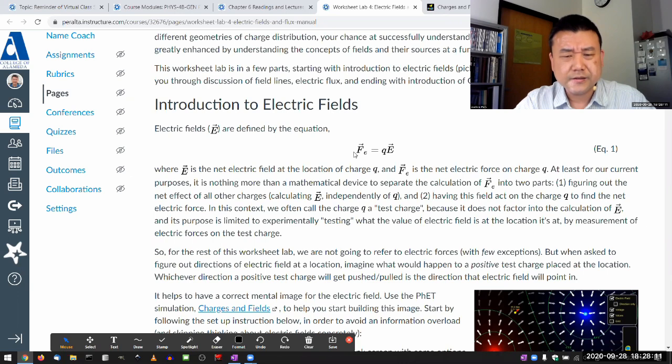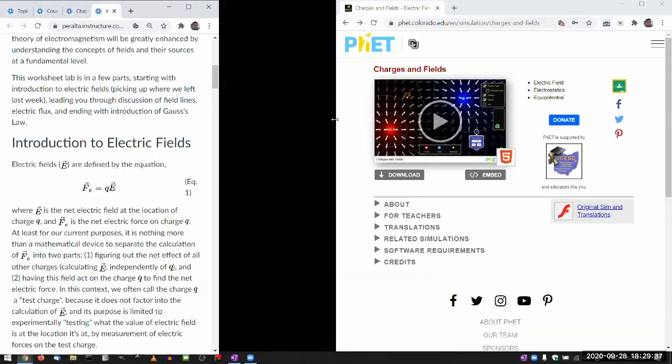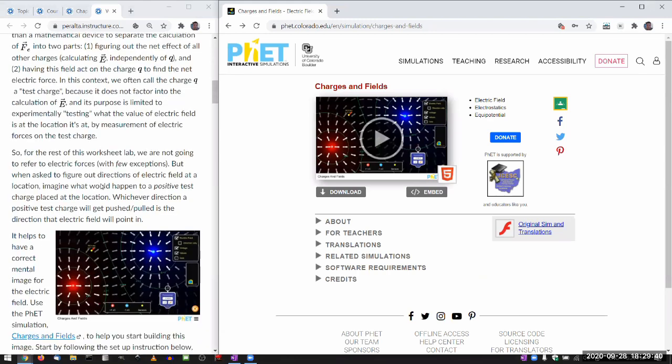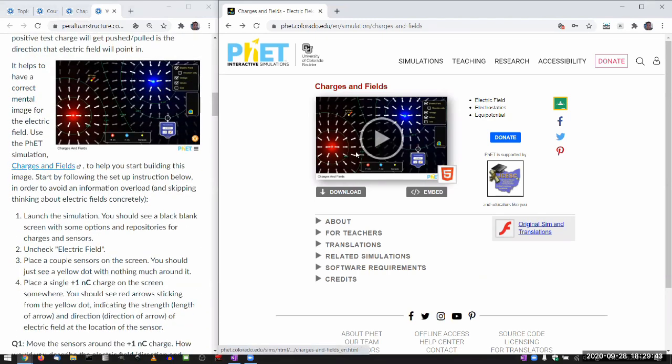I think it doesn't provide a lot of intuitive handle on electric field. To the extent it does, it tells you to rely on your intuition for electric force. So if you want to figure out the direction of the electric field, imagine a positive test charge being someplace, and whatever force that positive test charge would feel, that's the same direction the electric field should point in. I have both some instructions and the simulation there.